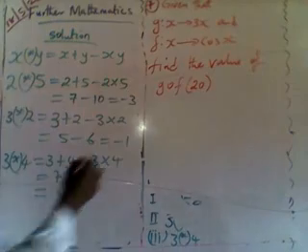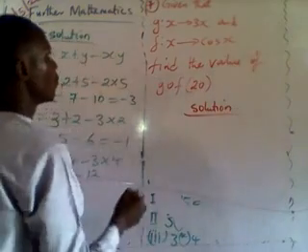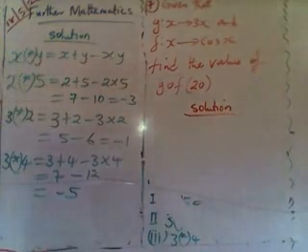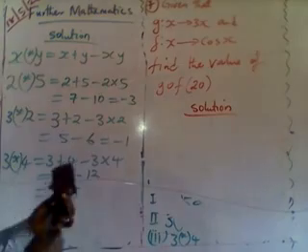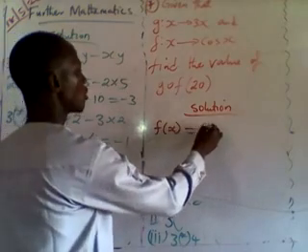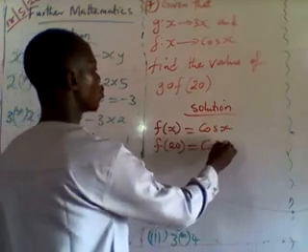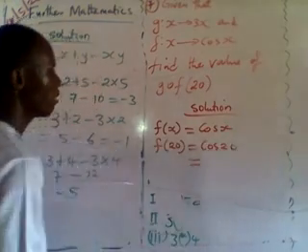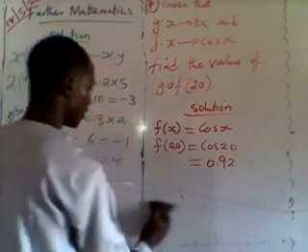So in that case, we need to find the value of g of f of 20. Don't forget that f of x is given to be cos x. So definitely f of 20 is the same thing as cos 20, and that is, you are very correct, 0.92. Press your calculator. That is that.